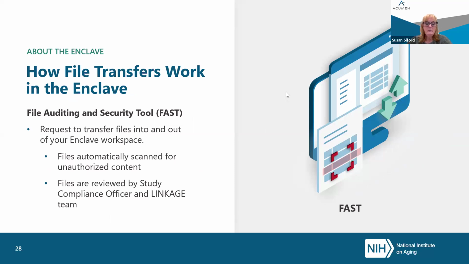To allow researchers and studies to transfer data in and out of the enclave, we offer what we call the File Auditing and Security Tool, which we often refer to as FAST. And that's used to import data into the enclave and export aggregate level results from the enclave. This tool has a three-pronged approach to review all file transfers. The first is an automated algorithm that looks for executable file types and common formats of the protected information, like the 9-digit format for Social Security numbers, the MPI strings. And this is intentional, so those files would be automatically rejected and not allowed to leave the enclave.